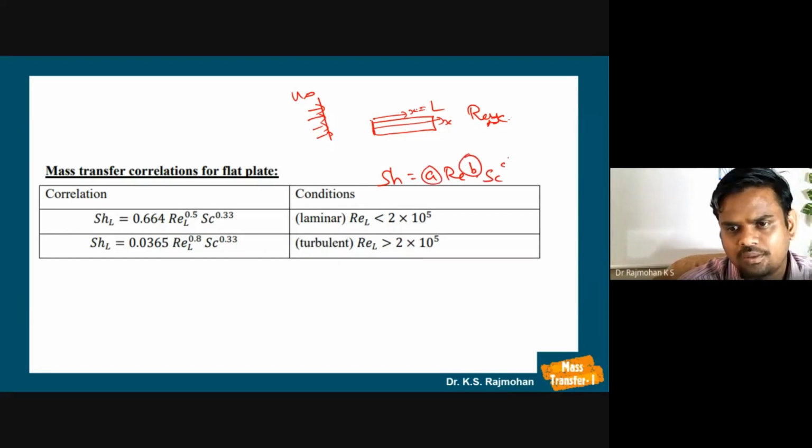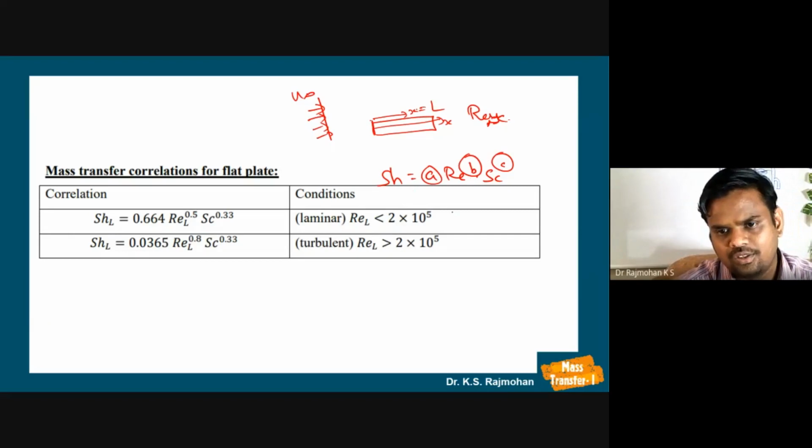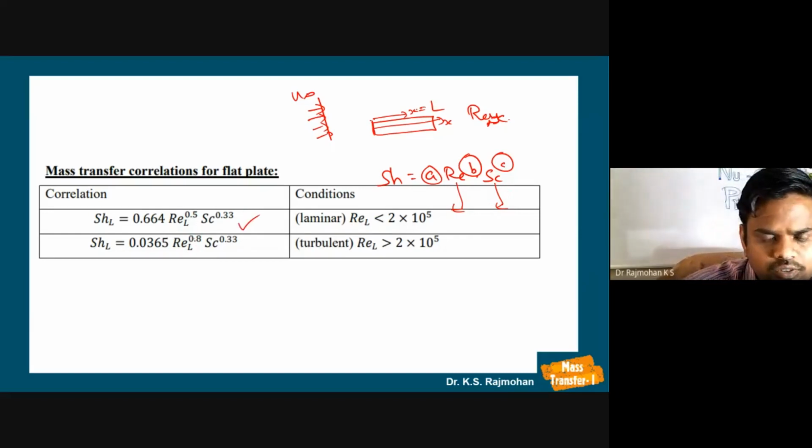For each system we will have different a, b, c values with restricted ranges of Reynolds number or Schmidt number, and the Peclet number also comes into the picture. They will give the range in which the particular experiment is done. So the correlation is obtained through experiments.